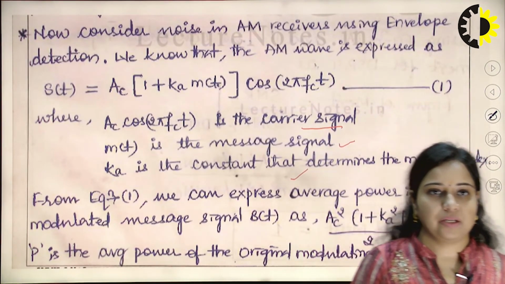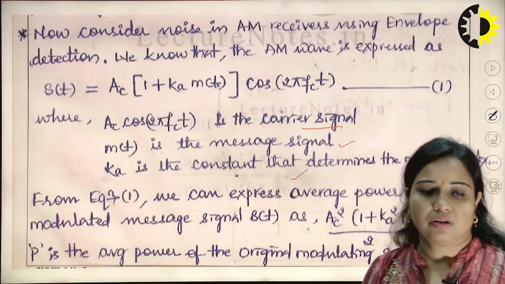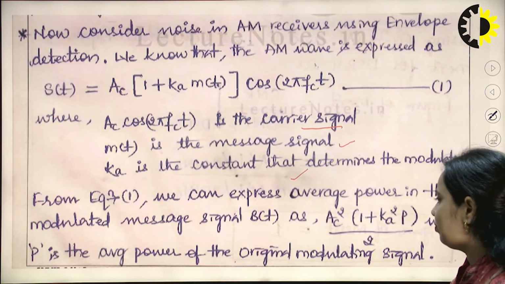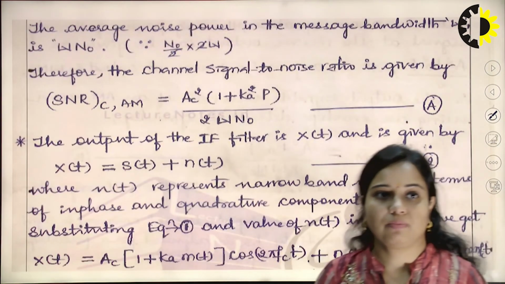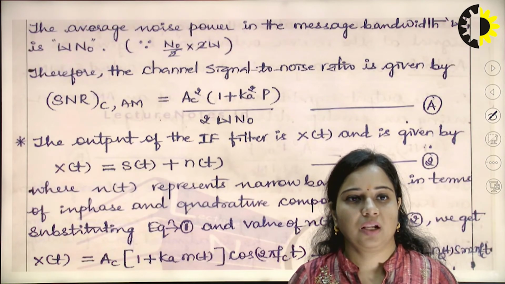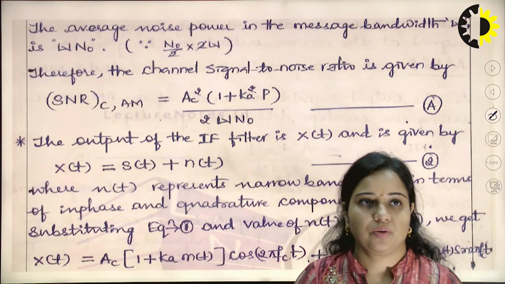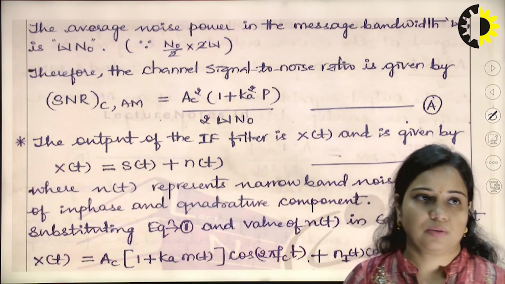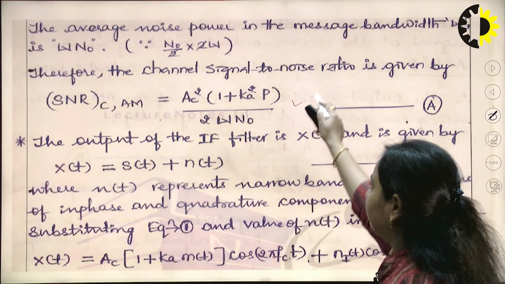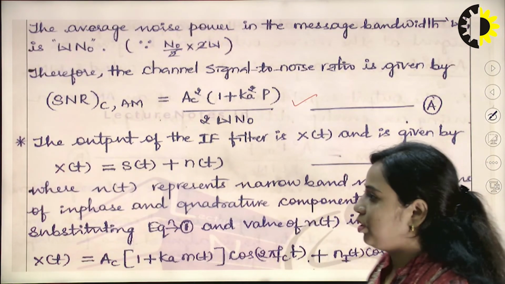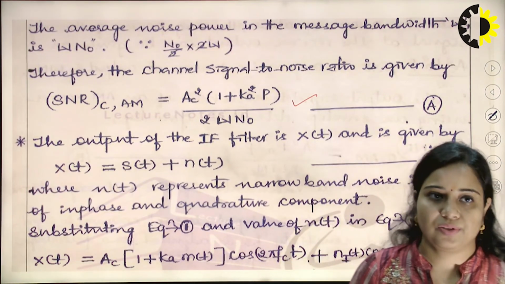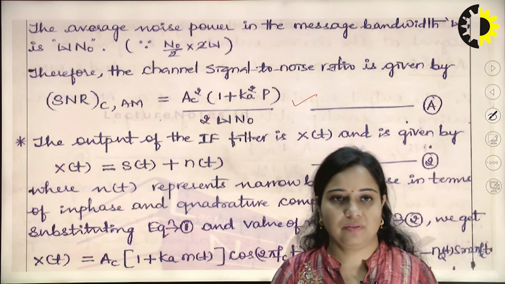Now, we can express the average power of this by using the formula Ac square (1 plus Ka square P) divided by 2, where P is the average power of the original message signal m(t). Since we have calculated the signal at the input of the receiver, we can also calculate the noise at the input, which is denoted by the same formula, W into N naught. Then the signal to noise ratio at the input will be equivalent to this formula. Now, we have to analyze this at the receiver output.